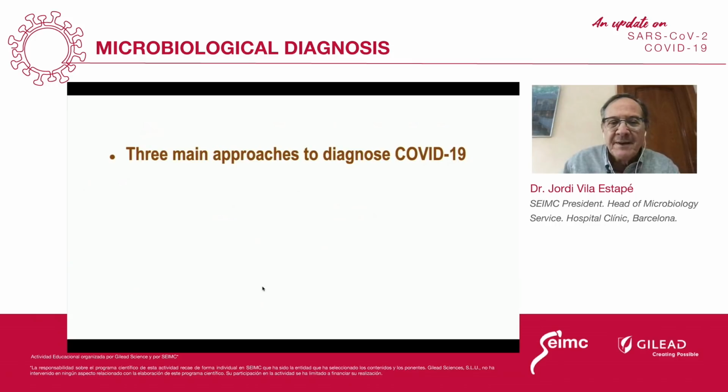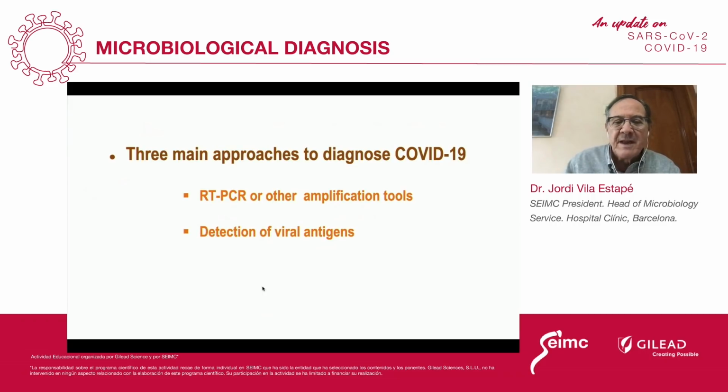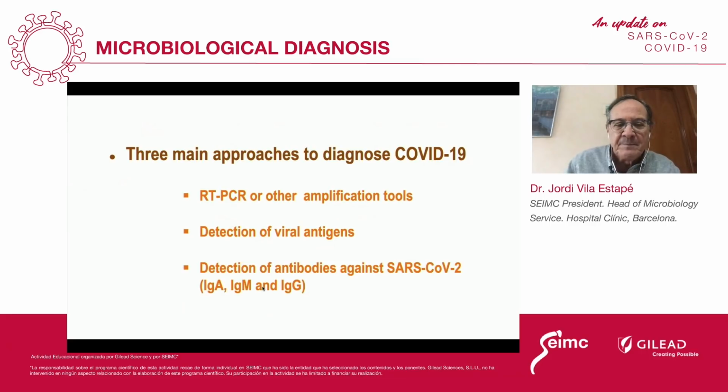As you probably know, there are three main approaches to diagnose COVID-19. The first one is the detection of specific genes included in the genome of the virus. As you know, we are talking about an RNA virus, and we have PCR and other amplification tools to detect specific genes from the genome. The second approach is the detection of viral antigens. There are several antigens that we will discuss later on that can be used to rapidly detect the virus in specific samples. And the third is the detection of antibodies against the virus. There are three main antibodies: IgAs, IgMs, and IgG.